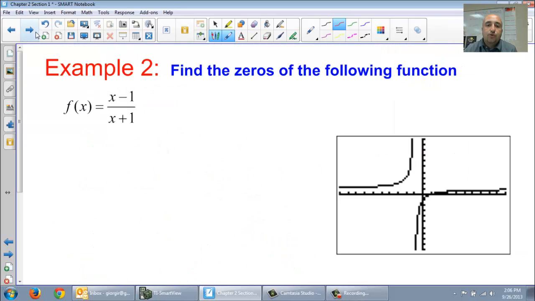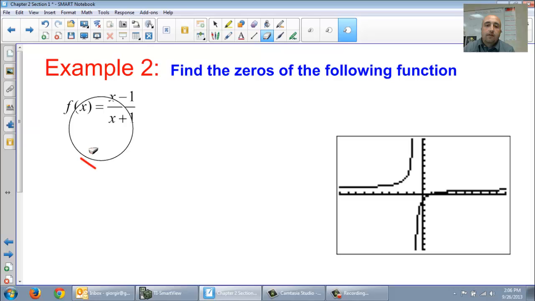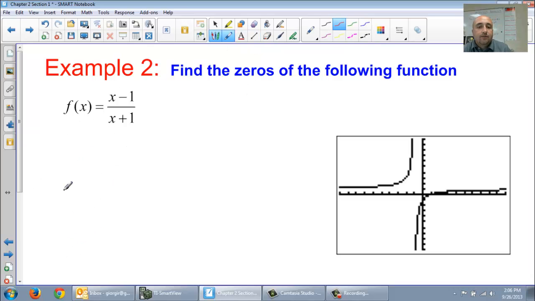Okay, moving on, example 2. Same thing, we're going to find the zeros. So, instead of f of x, we're going to do 0. Okay, now, what makes fractions 0? So if we have a fraction, some number over some number, and it says it's equal to 0, what must be true about that fraction?